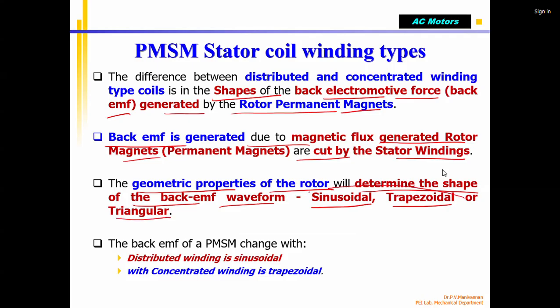Generally, these two are very popular. Sometimes, depending upon how the core is and how the windings are placed, it can generate even a triangular shape. This is very rare. So, sinusoidal and trapezoidal. Concentrated winding gives trapezoidal. If it is a distributed winding, a sinusoidal back EMF pattern will be created. As I told you, distributed winding creates a sinusoidal one. Concentrated winding generates a trapezoidal type of back EMF.